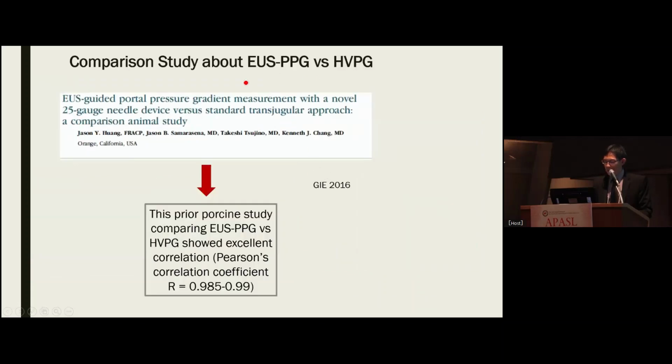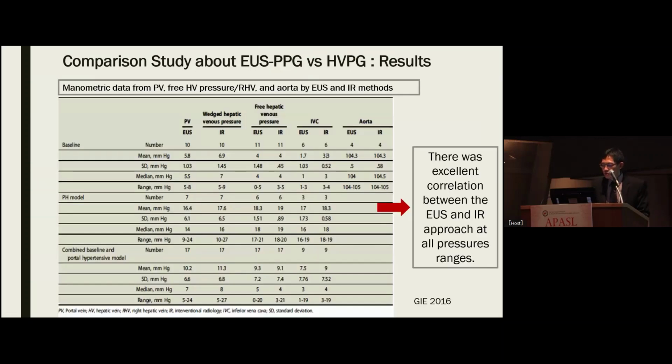Nowadays there have also been studies correlating the EUS-guided portal pressure gradient measurement with the HVPG. This prior study, even though it was a porcine study, showed an excellent correlation between the EUS-guided portal pressure gradient measurement and the hepatic vein pressure gradient measurement. And there was also an excellent correlation between the EUS-guided portal pressure gradient and the evaluation from the interventional radiologist approach at all pressure ranges.